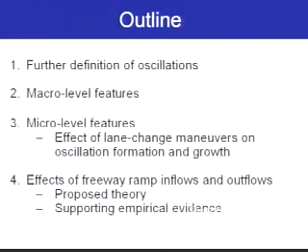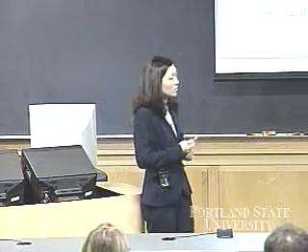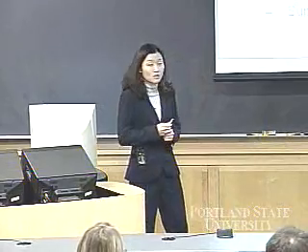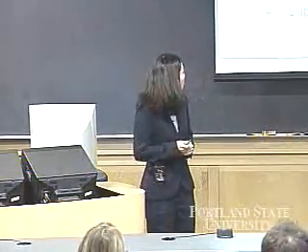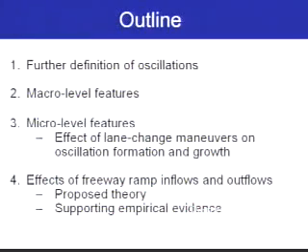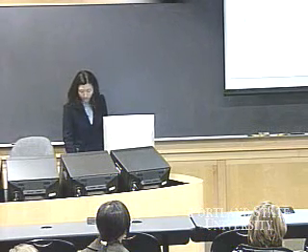So here's the outline of the rest of my talk today. For the next 5 minutes or so, I want to provide more detailed discussion of what oscillations are. Then I want to spend some time showing you macro level features that I observed from loop detector data. Then I'll move on to micro level features that I observed from video, especially in relation to lane changing maneuvers on oscillation formation and growth. And finally, I'll discuss the effects of freeway ramp inflows and outflows, starting with the proposed theory and some supporting empirical evidence obtained in this regard.